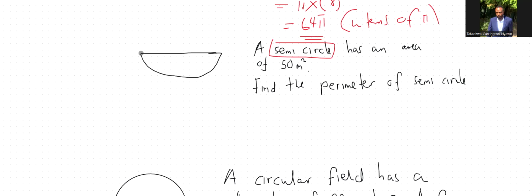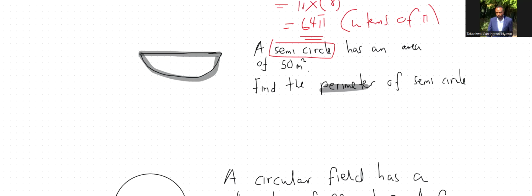This is not a full circle at all. It's not. So what should I do in this case? I have to highlight what they want me to find. You see here, they are saying find the perimeter. They didn't say find the area. They did not say find the circumference, but they are saying find the perimeter.